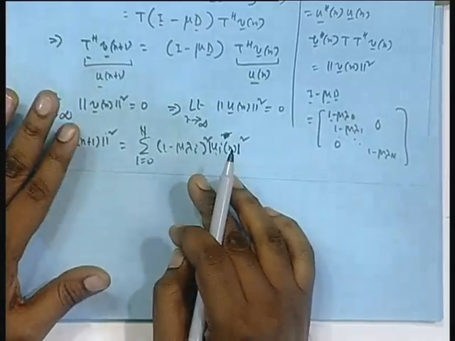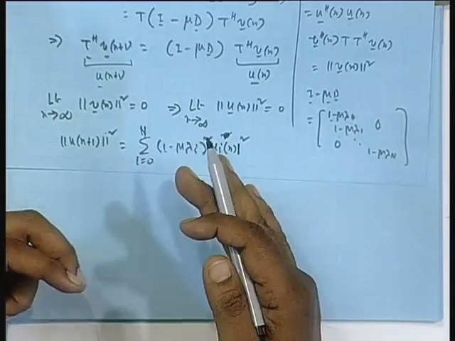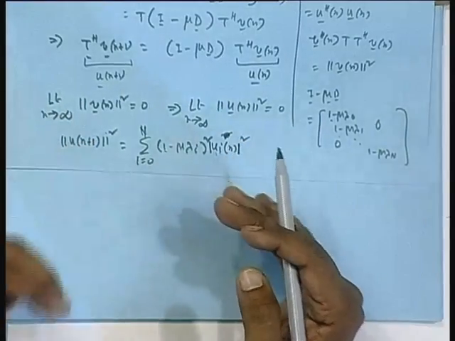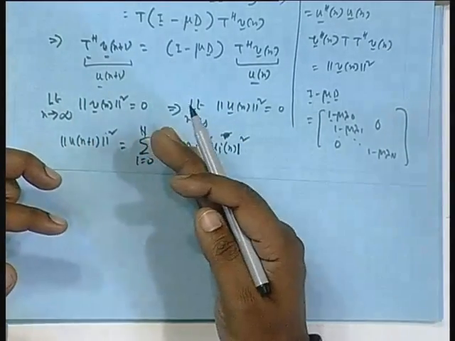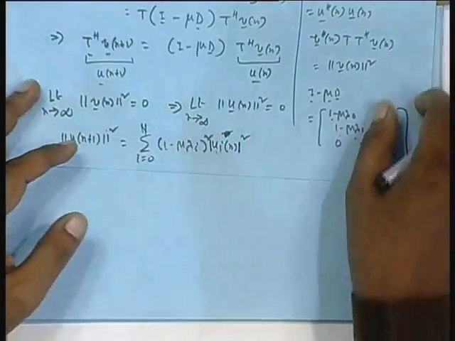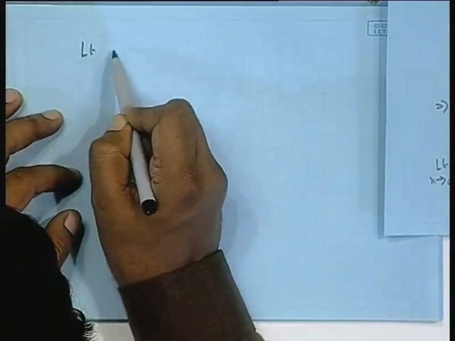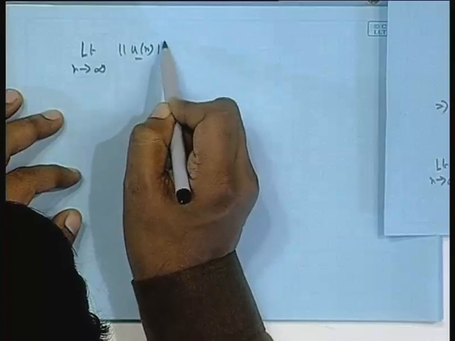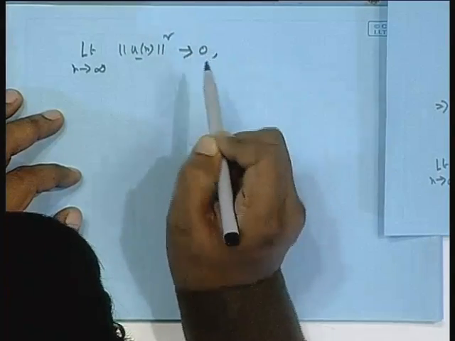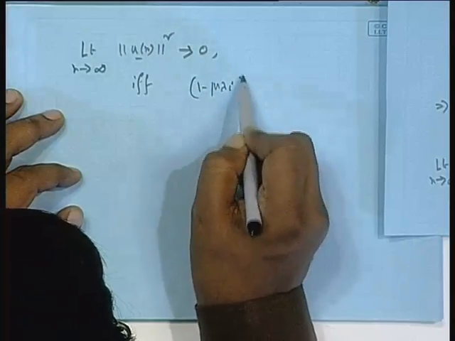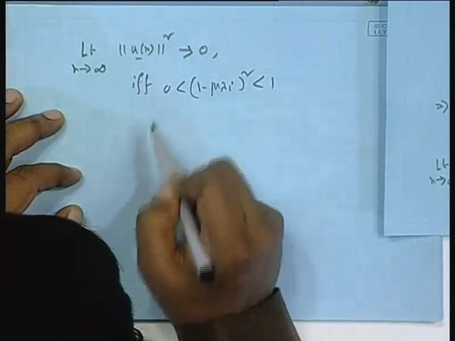In that case, we can say that as time marches on, the norm square decreases. u n has so much norm square, but u n plus 1 has less, u n plus 2 has even less, and it will progressively go to 0. That is how it will be proved. So, I can say that limit n tends to infinity of the norm square goes to 0 if and only if (1 minus mu lambda i) squared is less than 1 and greater than 0.